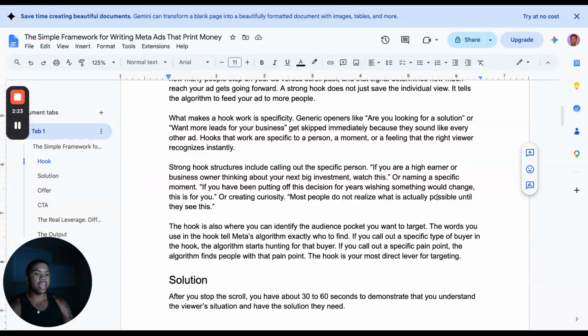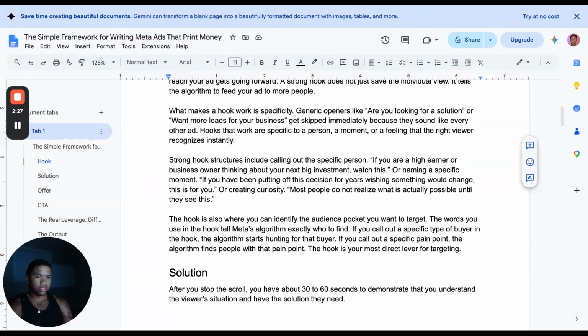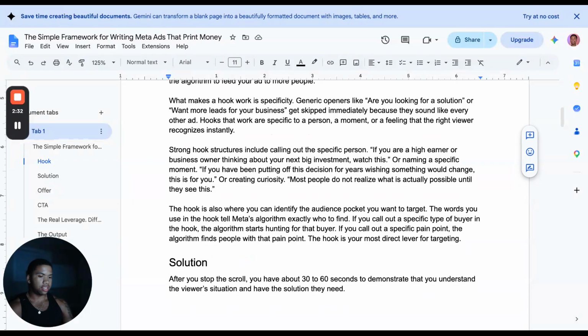Or maybe you name a specific moment, like if you've been putting off this decision for years, wishing something would change, this is for you. Or maybe it's creating curiosity: most people don't realize what is actually possible until they see this. You just got to do something that's going to engage your audience immediately and pull them in.